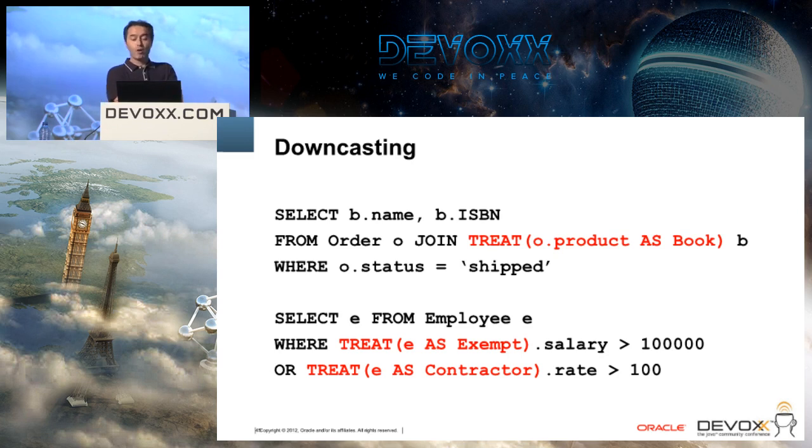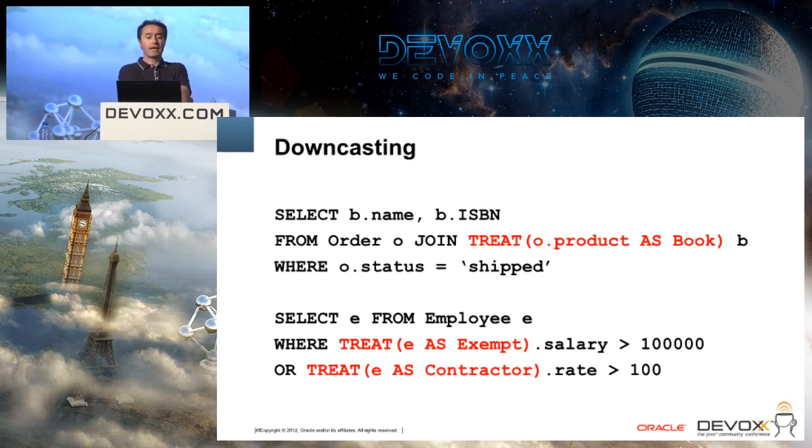So the problem is that if you look at the O.product, it could be any number of things, right? It could be books, it could be CDs, DVDs. I don't know what you're buying, right? It's in your shopping cart again. But what we want to do is find the ISBN and the name of things that are books that you've ordered. And so the treat here says treat O.product as book. So it looks like a cast, but really what it is, it's a filter, right?